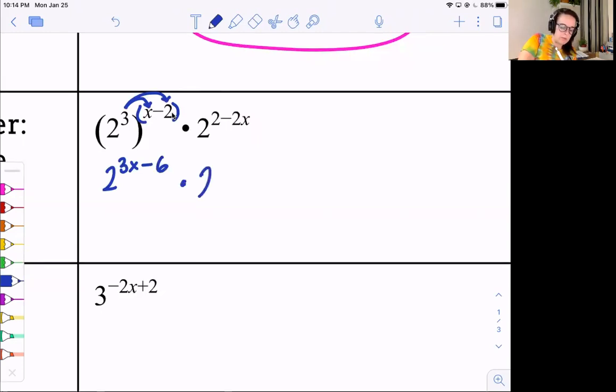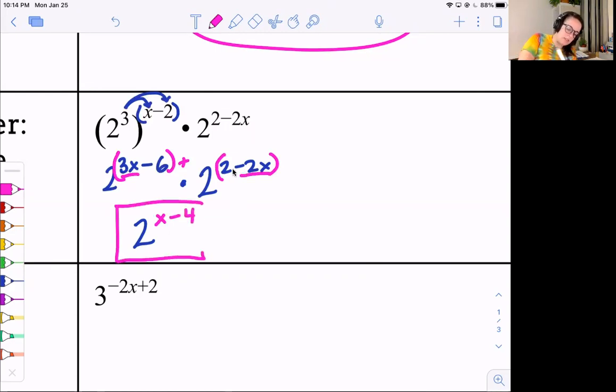The rest of our problem reads this here. And then we're applying that first rule since they have the same base. We can combine them using addition of the exponents. So I have 3x plus negative 2x would be just positive x. And then negative 6 plus 2 would be negative 4. So this is the simplified version of all that. All right.